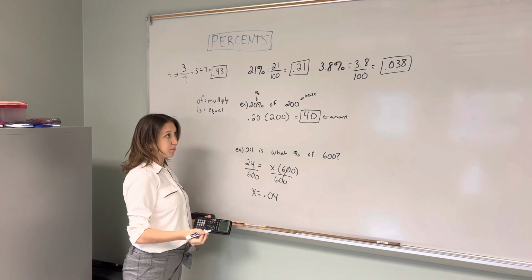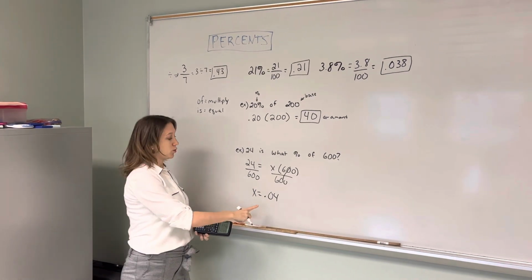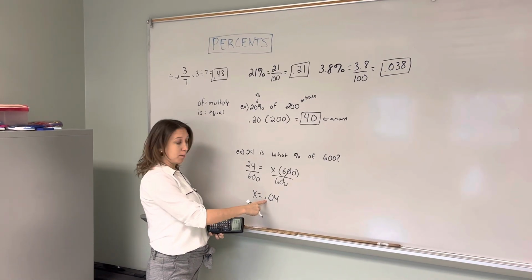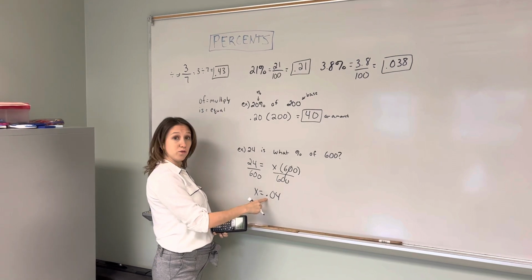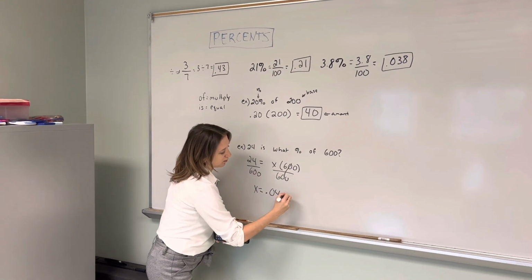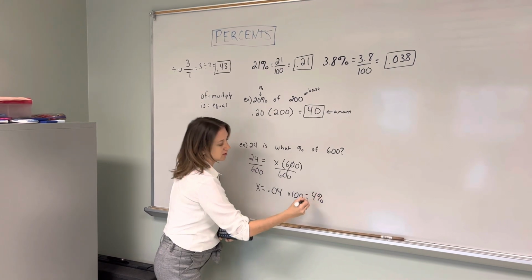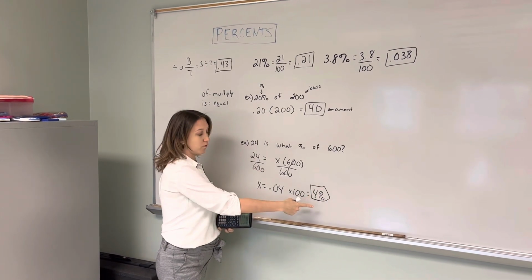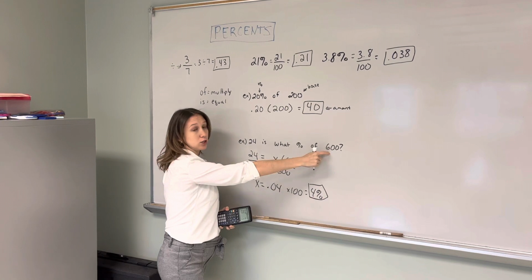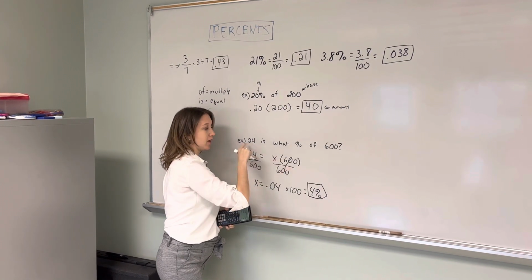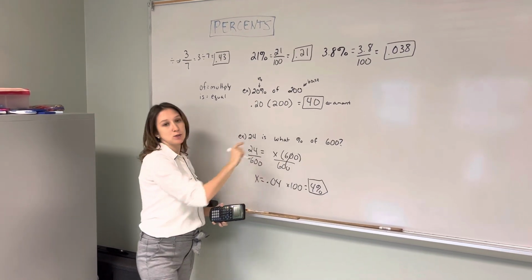Or if you wanted to write this as a percent, you can always take a decimal, multiply by 100, or move this 2 places to the right. So if I multiply by 100, this is the same thing as 4%. So 4 would be my percent, 600 is my base, because base is bigger out of the two numbers without a percent, and 24 would be my amount.